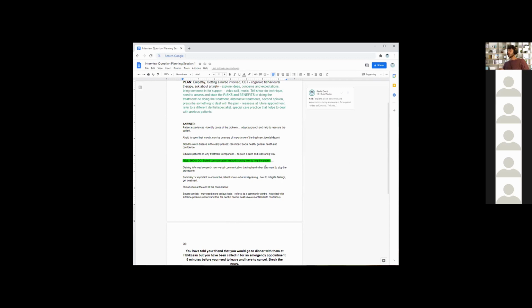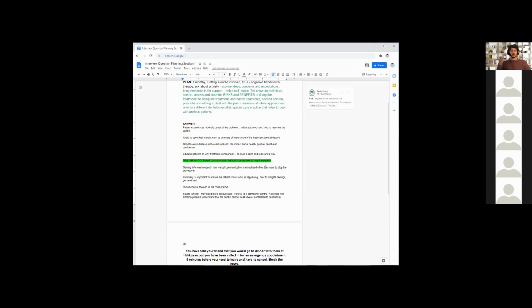Good. I liked how you mentioned it can impact their social health, general health, and confidence. I really like that. Not a lot of people talk about the impacts it can have outside of just their physical health. So that was a really interesting point to mention. Educate the patient on why treatment is important. Very good, because a lot of people also forget just teaching the patient.